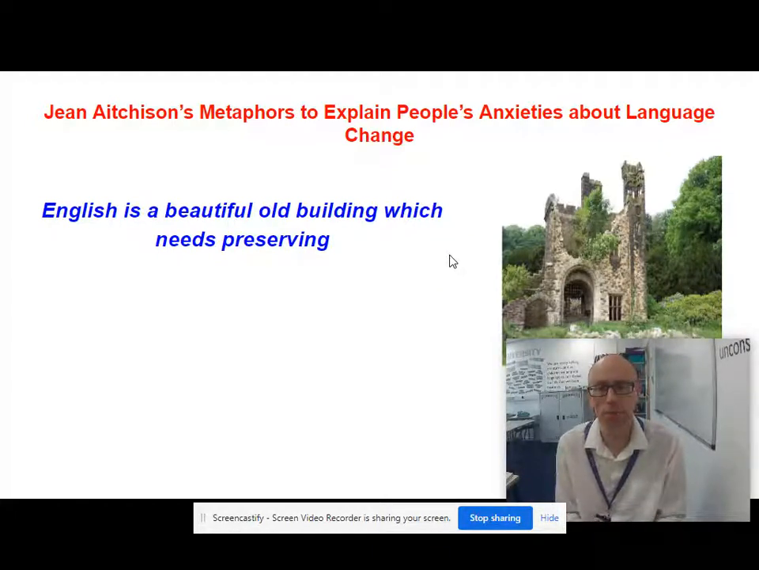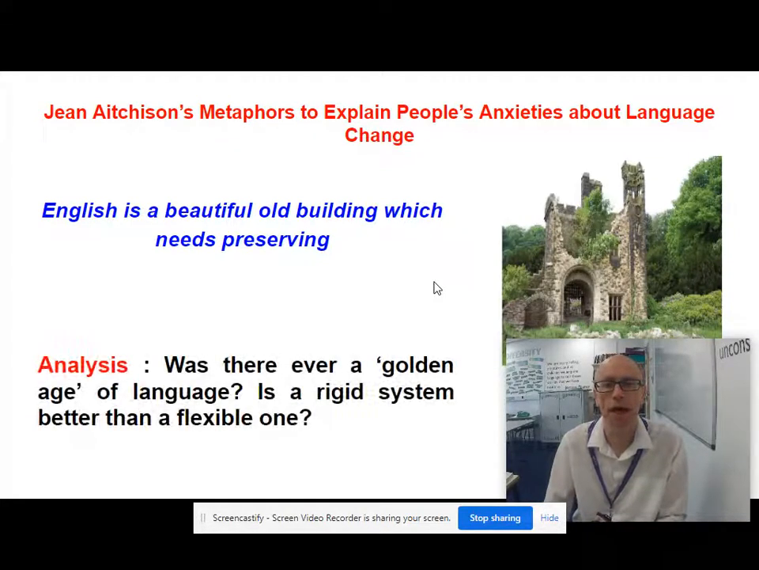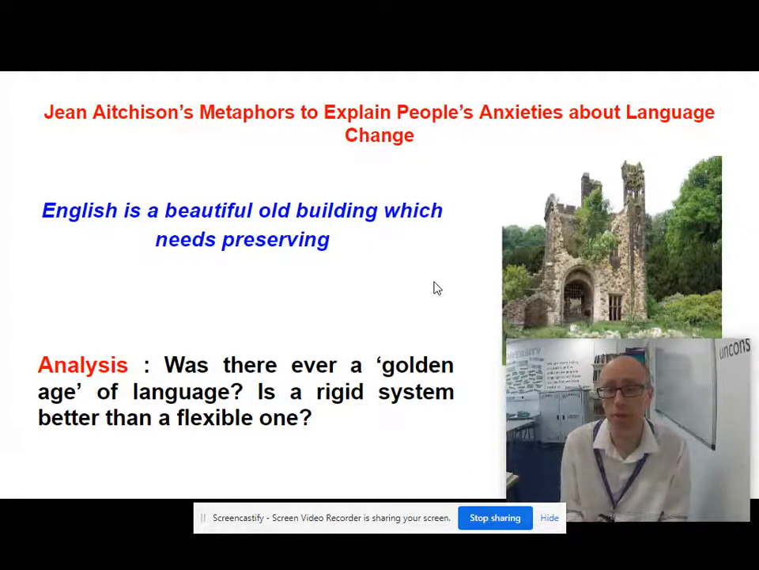And now listen to people using MLE or Geordie English or the language that they use on social media. This is the crumbling castle analogy. And it begs the question, was there ever really a golden age of language? Is it fair to take the works of Shakespeare and Dickens and say, well, most people in the 19th or the 17th century were using language in these ways? And anyway, is a rigid system that never changes better than having a flexible one that changes as society changes? The crumbling castle.